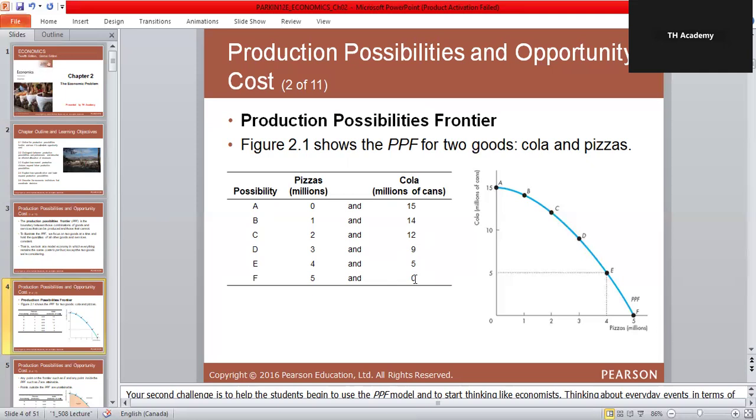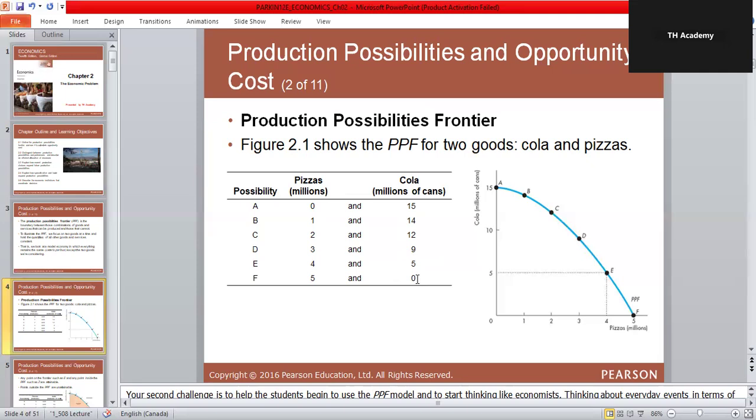Notice something important. As you make more pizzas, the amount of cola you can make decreases. Look at this. Pizza, you make 0, 1, 3, then 5, but the amount of cola decreases from 15, 14, 12 till 0. So this is the trade-off. You can't have everything at maximum at the same time. The production possibility frontier is basically showing all possible ways you can use your limited time or resources.